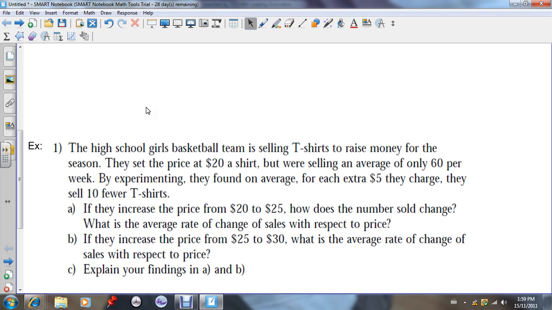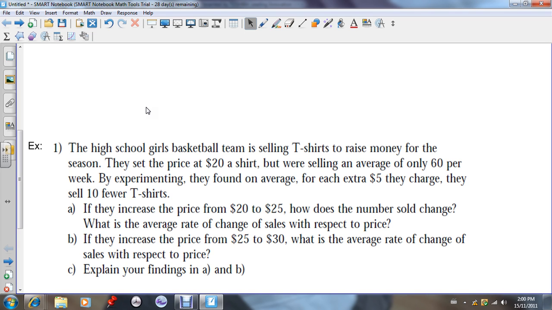B, if they increase the price from $25 to $30, what is the average rate of change of sales with respect to the price? Again, they're increasing from 25 to 30. What's the rate of change? You know that as they increase the price by $5, they sell 10 fewer t-shirts, correct? So, easy peasy lemon squeezy. As the price increases by $5 per t-shirt, the number of t-shirts sold decreases by 10.